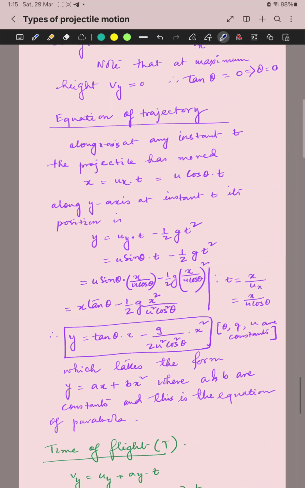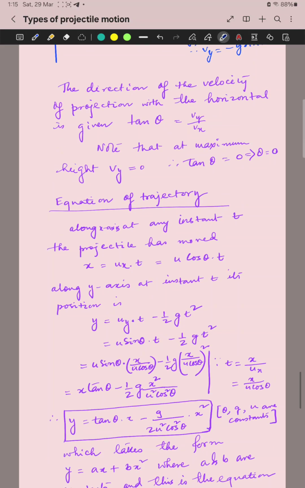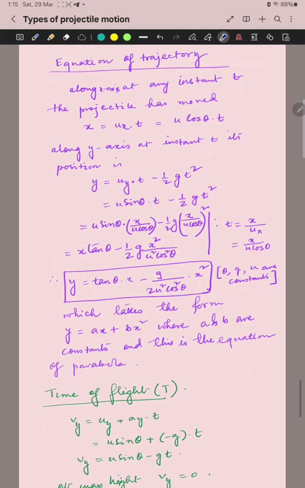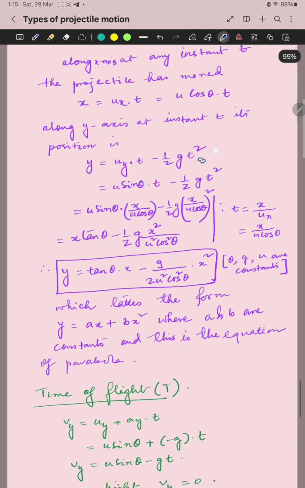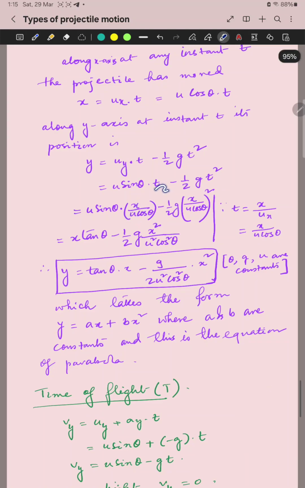Now let us try to find the equation of the trajectory, that is the path of the projectile. For this we are taking the second equation of motion, and first of all we substitute uy with u sin theta, and in place of ay we write minus g. Next our task is to eliminate this time.